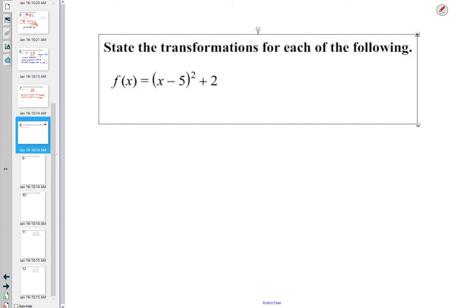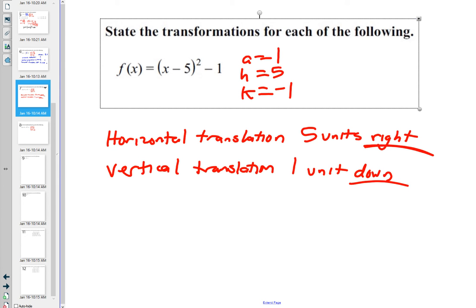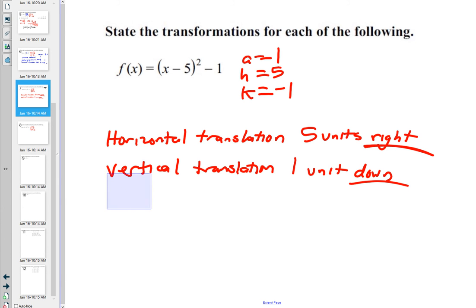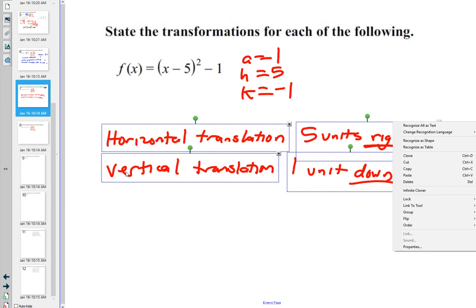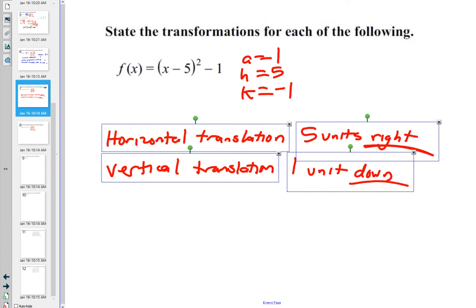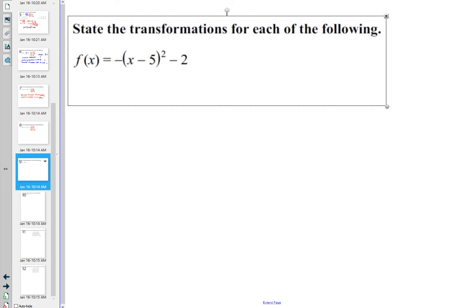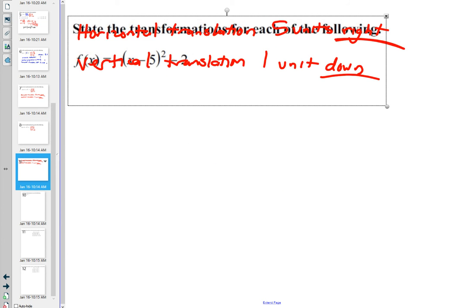Ooh, very similar. A is 1. So the A is not going to do anything. H is 1. And K is 2. So I can almost go back to the last one. It's very similar to this one. Copy this. Paste it.